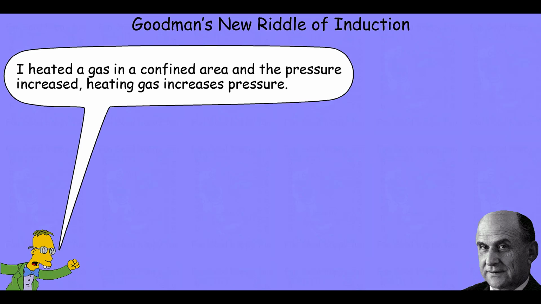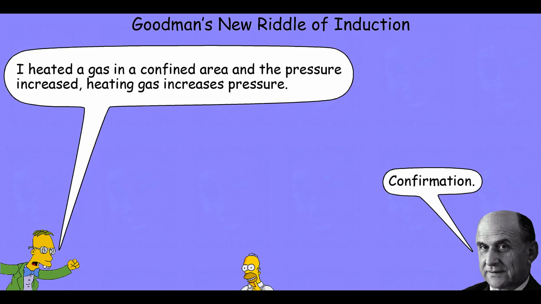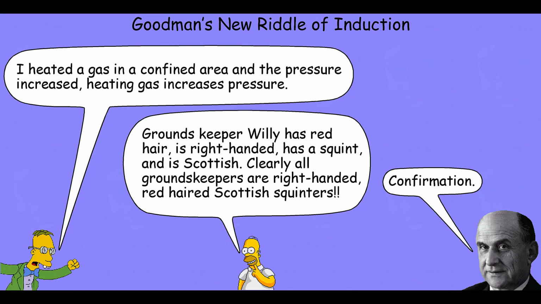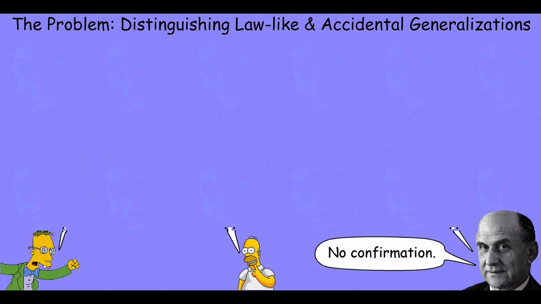When one heats a gas in a confined area, the pressure increases. Hence, heating gas is associated with increases in pressure. An example of confirmation of a generalization by an instance. Groundskeeper Willie has red hair, is right-handed, has a squint, and is Scottish. Clearly all groundskeepers are right-handed, red-haired Scottish squinters. A case that seems to receive no confirmation from its instance. But what's the difference between them?